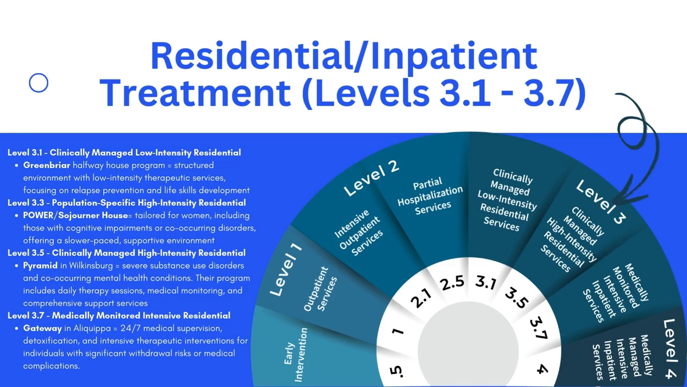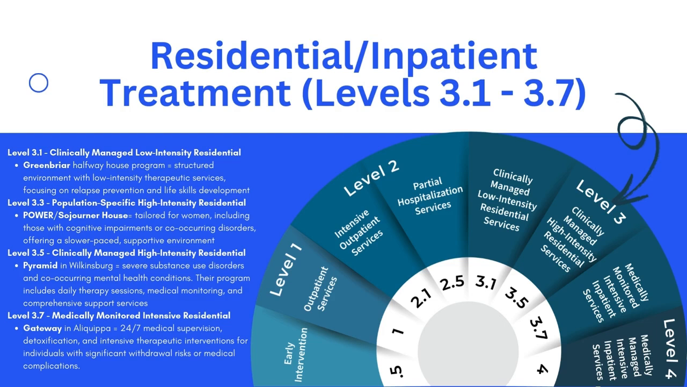So starting with 3.1, clinically managed low intensity residential. It's for individuals with chronic relapse issues, unstable home environments, or difficulty maintaining sobriety without a structured setting. So if we're thinking about ASAM dimensions, we're really looking at dimensions 5 and 6 here. What's included is 24-hour supervision, low intensity therapy, peer support, and life skills training. It's for somebody transitioning from intensive treatment who still needs a sober living environment before returning to full independence. So this one you might also just call a halfway house.